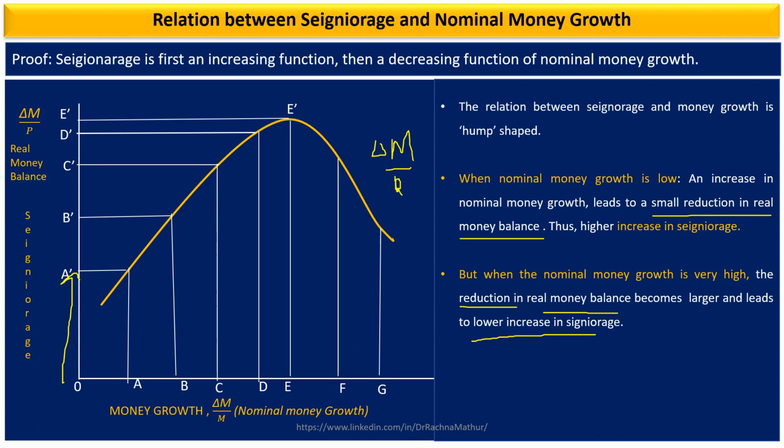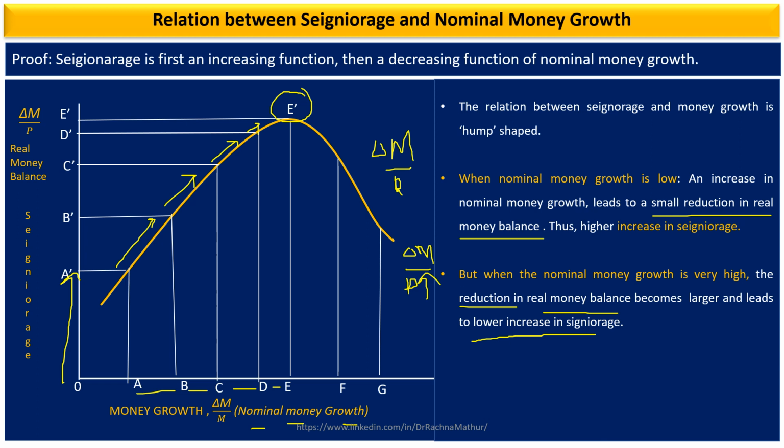So here we can see from point A to B, from B to C, C to D and D to E. With the increase in the nominal money growth, there will be a continuous increase in the price level in the economy. This rise in price will lead to a reduction in the real money balance in the economy. As a result, the value of seigniorage will increase, but increases at a decreasing rate till point E. E dash shows the maximum value of seigniorage.